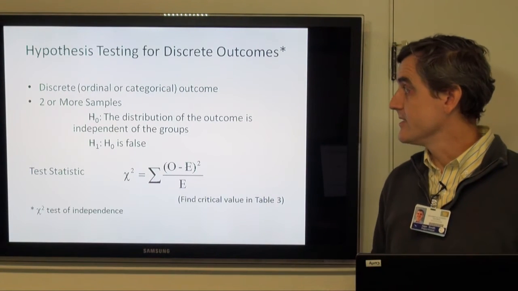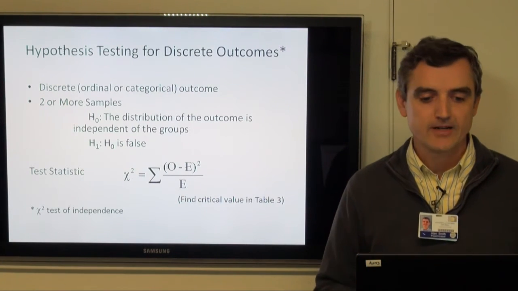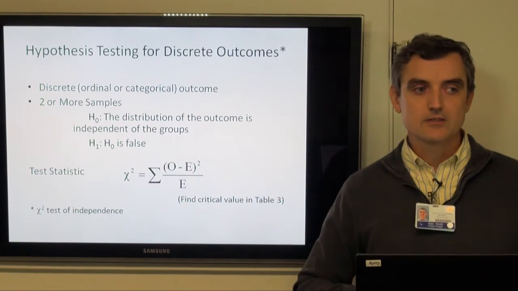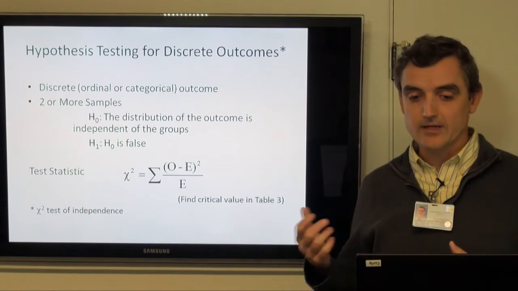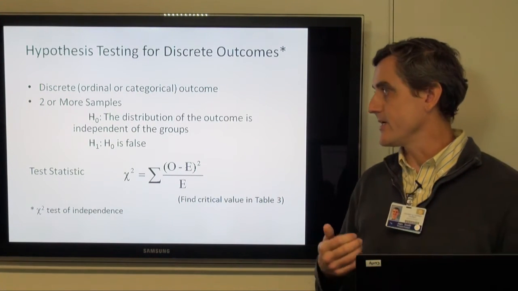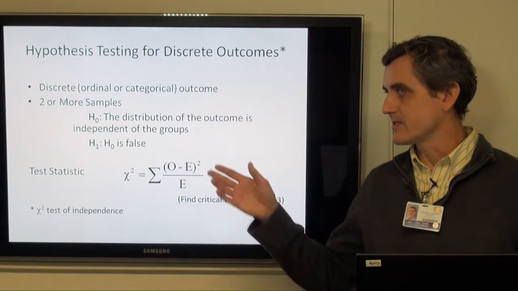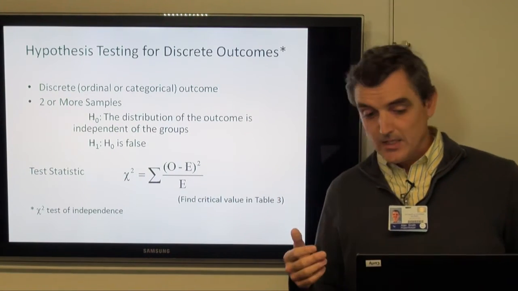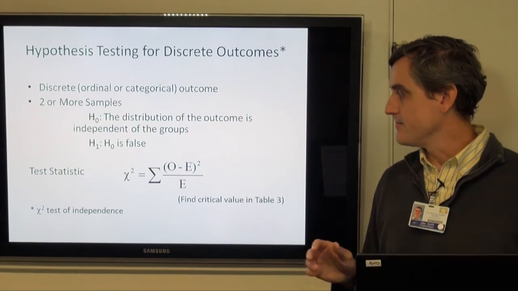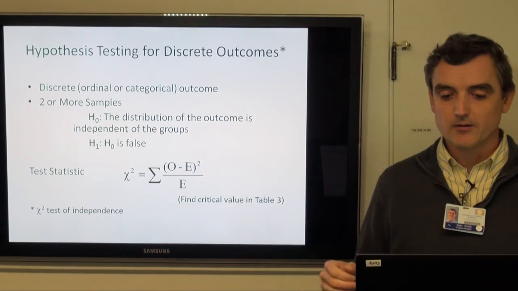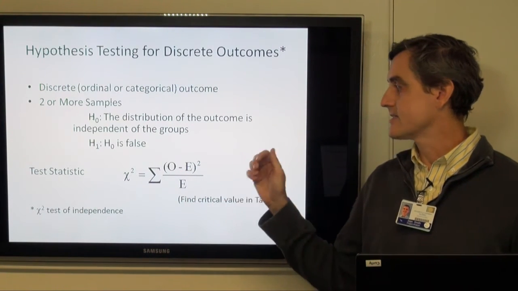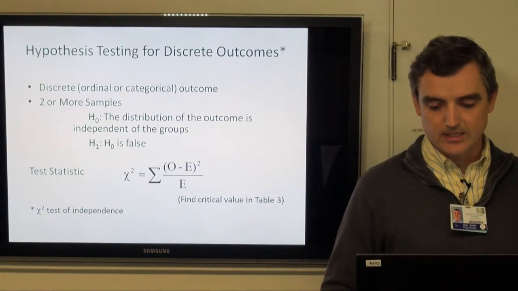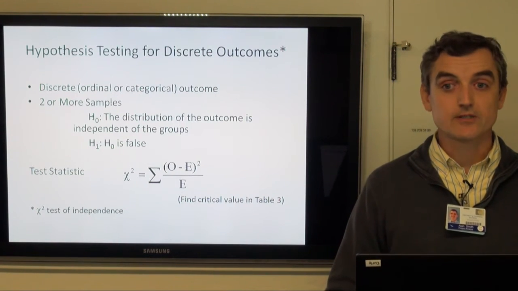So in this case, our null hypothesis is that the distribution of outcome is going to be independent of the groups, and the alternative hypothesis is that the distribution of outcome actually is dependent on the groups, or what a lot of people like to say is just that the null hypothesis is false. It's kind of the nuh-uh hypothesis. And our test statistic is just going to be the observed number of observations minus the expected, squared, divided by expected, and we're going to sum that up across the entire table. This is called the chi-square test of independence.